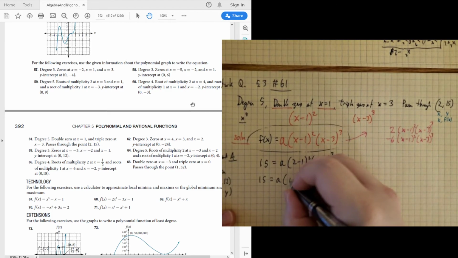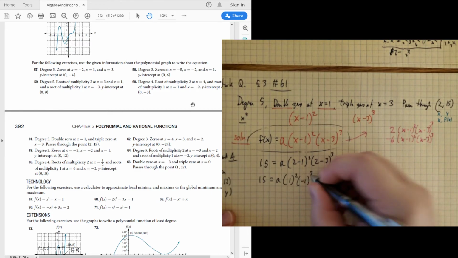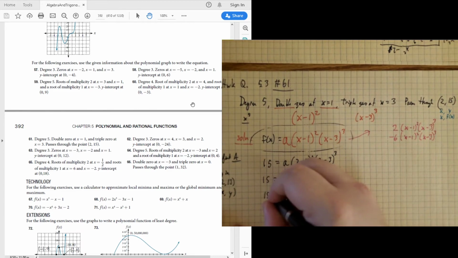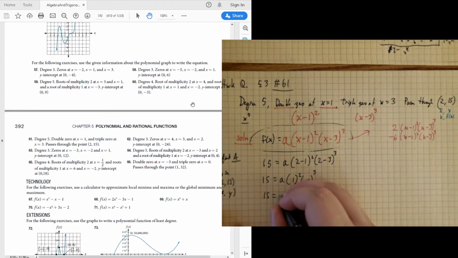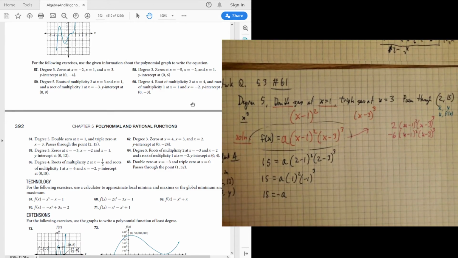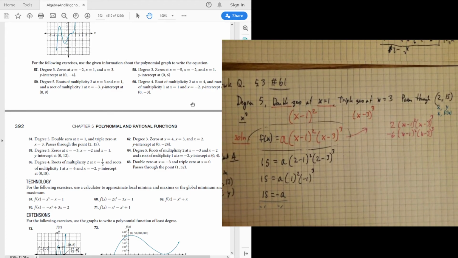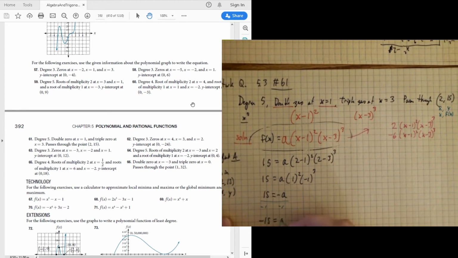2 minus 1 is 1. 2 minus 3 is negative 1. All right, 15 equals, okay, 1 squared is 1, and a times 1 is just a. Negative 1 cubed is negative 1, and negative 1 times a would be negative a. And then we divide to get a by itself. 15 divided by negative 1 would be negative 15 equals a.